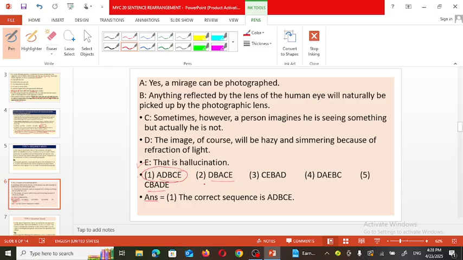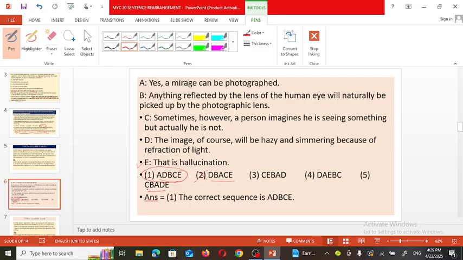So if we go with this first option, we are able to get a perfectly meaningful paragraph. But let's see the second option. If we take D as the first sentence, the image, of course, will be hazy and shimmering because of reflection of light. After D, B is correct. But after this B statement, if you take the A statement, then it won't make any sense. And therefore, as we compare these two options, the first one is correct.